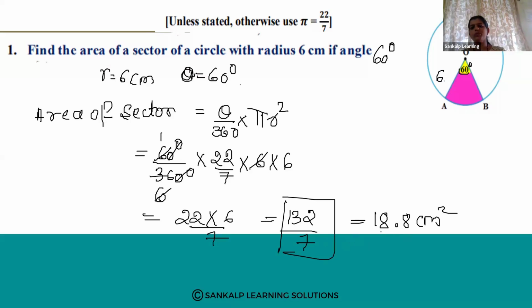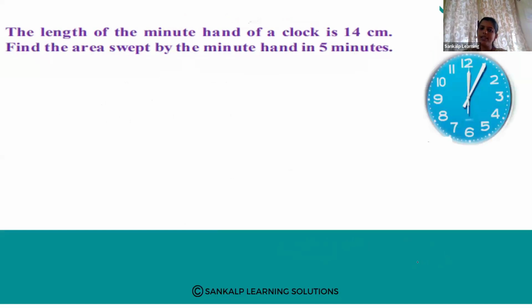So finally you will get 18.8 centimeter square. This is your final answer. Okay. Now, the length of the minute hand of a clock is 14 centimeter. Find the area swept by the minute hand in 5 minutes.